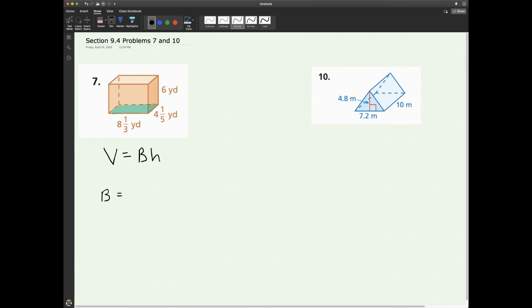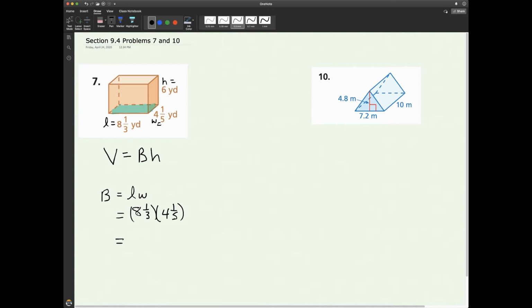For capital B, let's calculate that. If I label these, just like I did when I found the surface area, there's my width, and this is my height. Then the area of the base is just the length times the width. All I need to do is take 8 1/3 and multiply it by 4 1/5. And how do I multiply mixed numbers? I turn them into improper fractions.